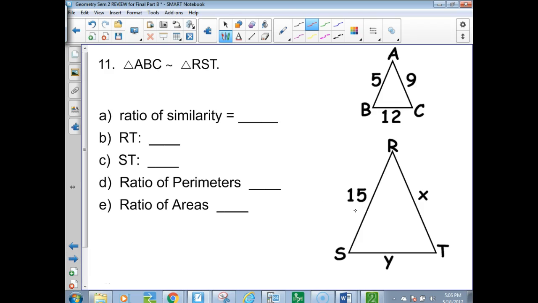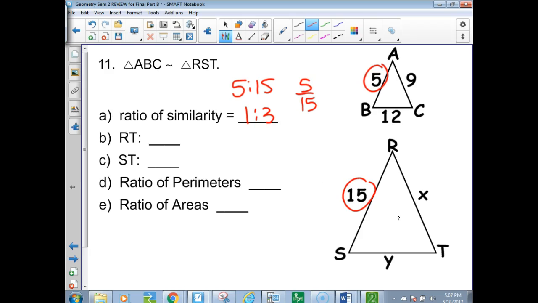Ratio of similarity of two figures is a comparison of their two sides in reduced form. The only pair of sides that has a pair of numbers on it that are corresponding is AB and RS, 5 to 15. We can write it with a colon or as a fraction, I don't care, as long as you reduce properly. Divide by 5 top and bottom, that'd be 1 to 3, or 1/3.